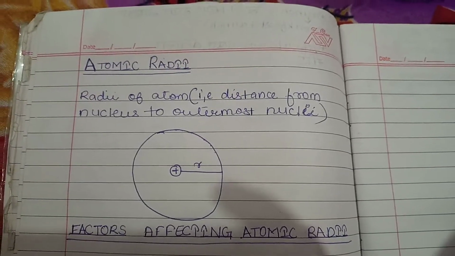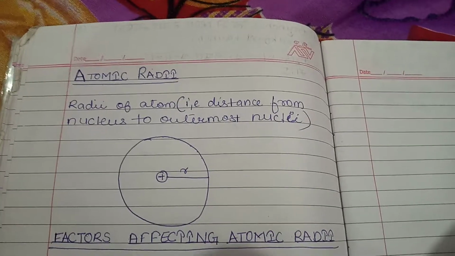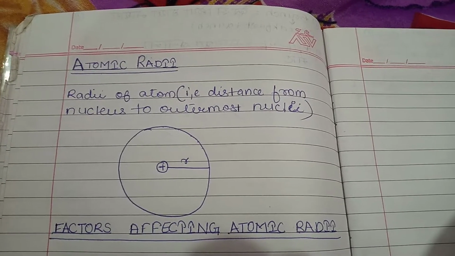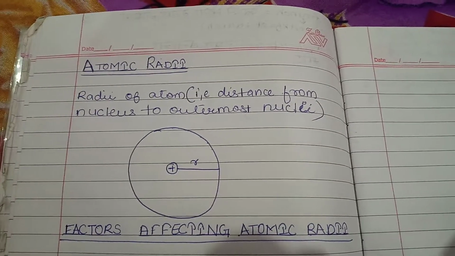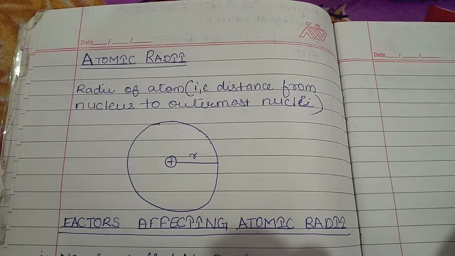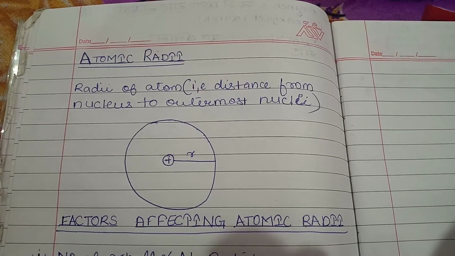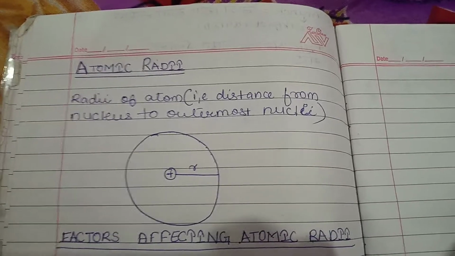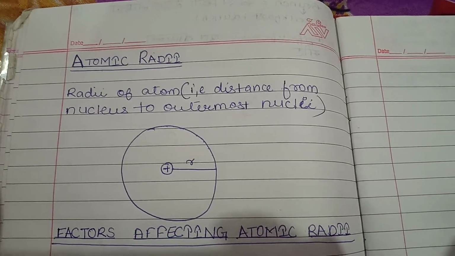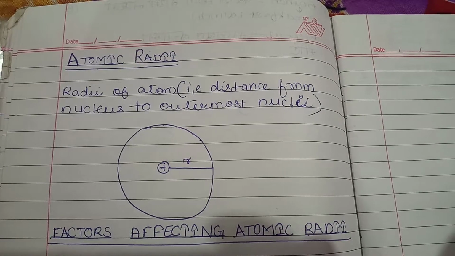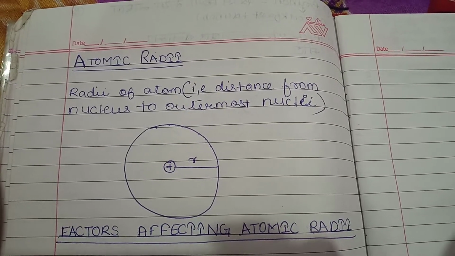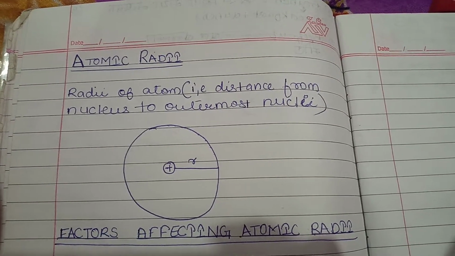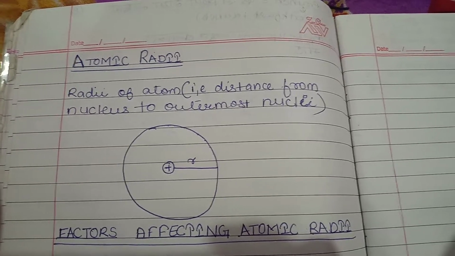Good evening, students. Today we are going to deal with another topic of periodic table, that is atomic radii. In this class, we are going to study what is atomic radii and what are the factors which do affect atomic radii. Firstly, if someone asks me what is atomic radii, then what will be my answer? It is a radii of an atom in the simplest sense.